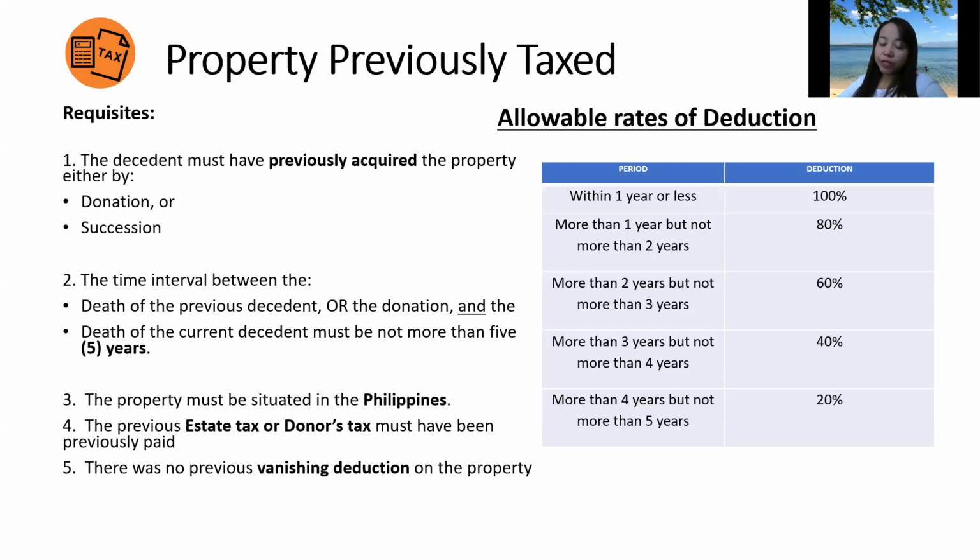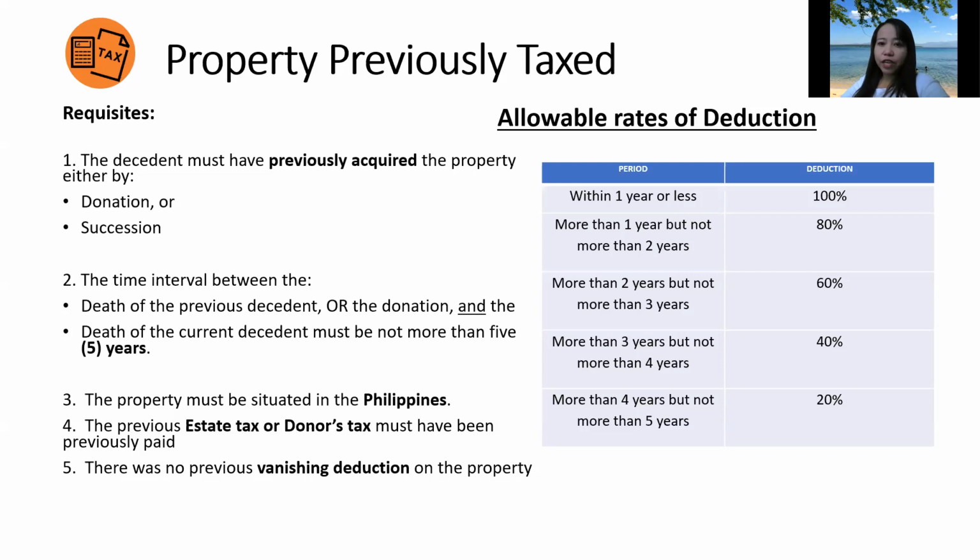And the third requisite is that the property must be situated in the Philippines and that there was previous estate tax. So in our previous example, upon the death of A, the property was transmitted to B. The transfer from A to B must be previously subjected to estate tax. It must be previously paid, so that when you compute for the estate of B, the son of A, then you can claim this deduction. The fifth requisite is that there was no previous vanishing deduction on the property.